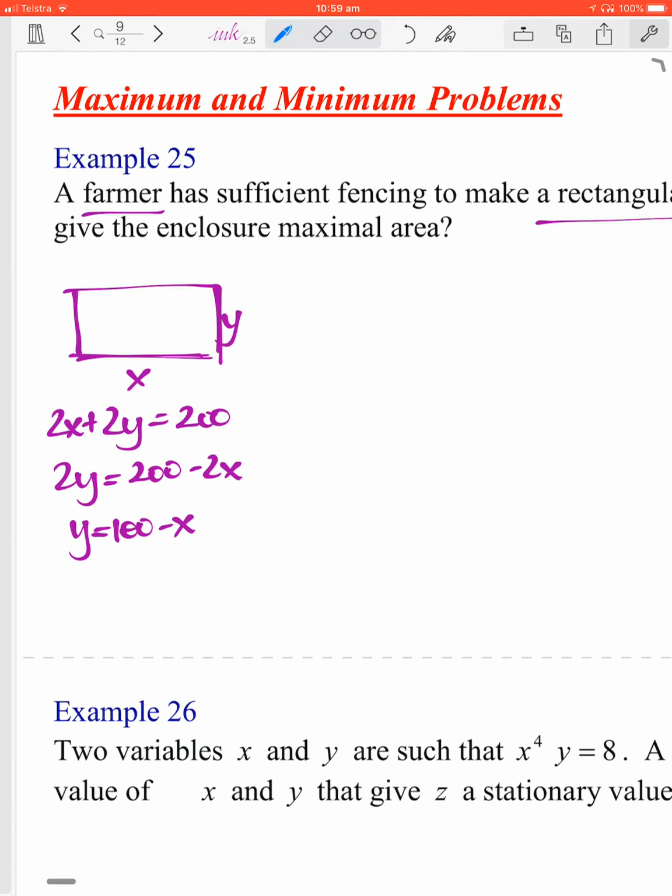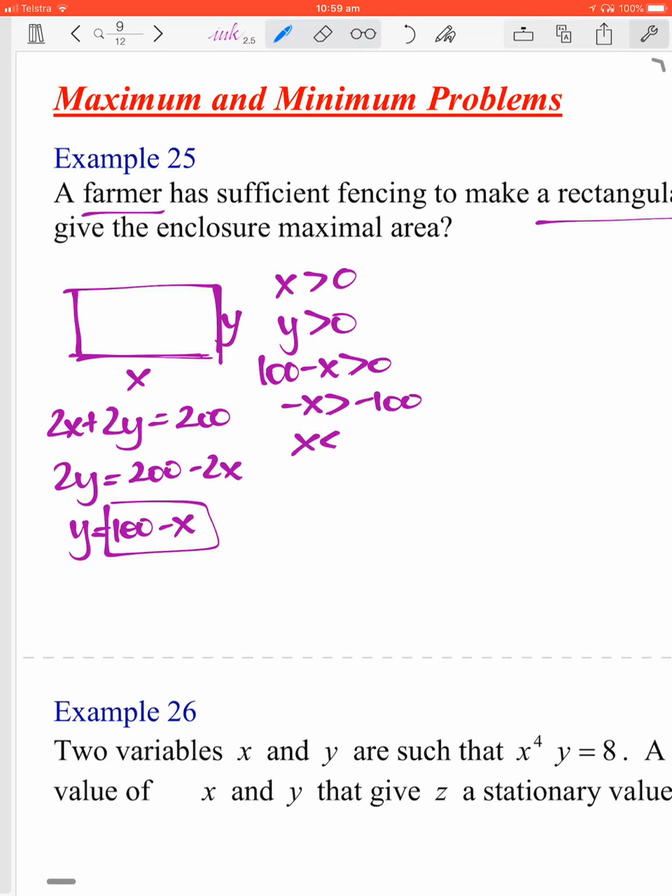If you want to work out your domain, well, you know x has to be greater than 0, and you know that y also has to be greater than 0. However, we know that y is the same as 100 minus x. So 100 minus x has to be greater than 0. Minus x has to be greater than minus 100. So x has to be less than 100. So our domain is 0 is less than x, which is less than 100.